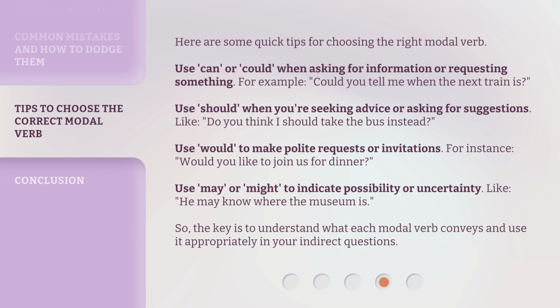Use would to make polite requests or invitations. For instance, would you like to join us for dinner? Use may or might to indicate possibility or uncertainty. Like, he may know where the museum is. So, the key is to understand what each modal verb conveys and use it appropriately in your indirect questions.